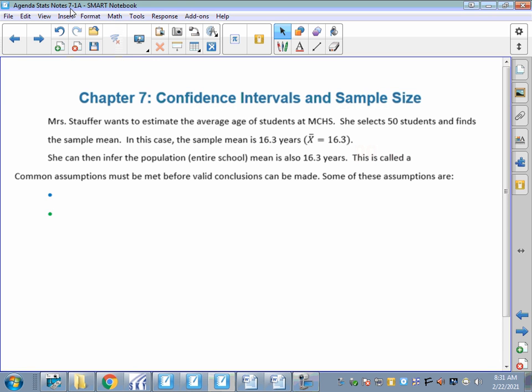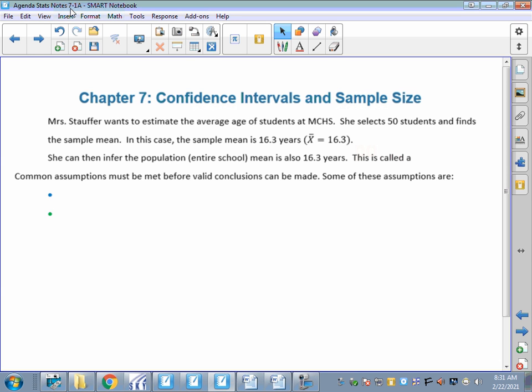So Chapter 7 is an exciting one because now we start using, and I know it feels like we have all along, we start using all the things we've learned so far. So we are going to talk about in Chapter 7 confidence intervals and sample sizes. We have not talked about confidence intervals, but we've talked about samples and how large we want them to be and all those other things.